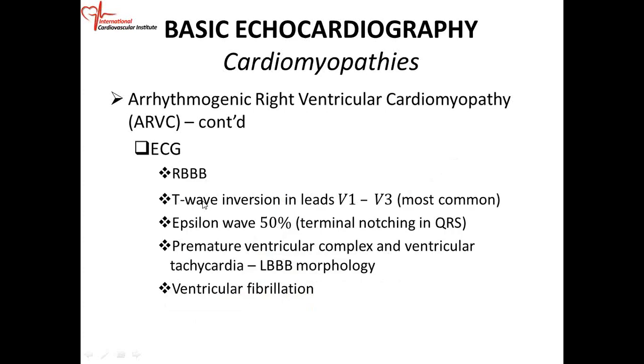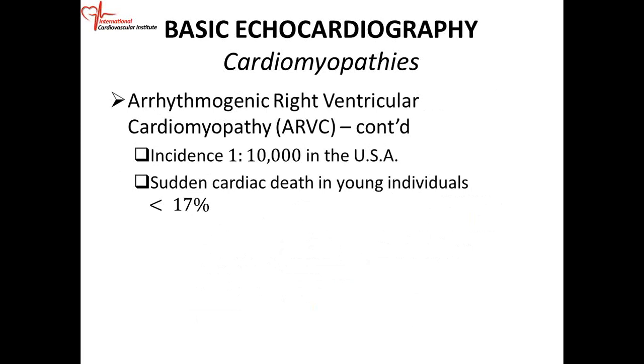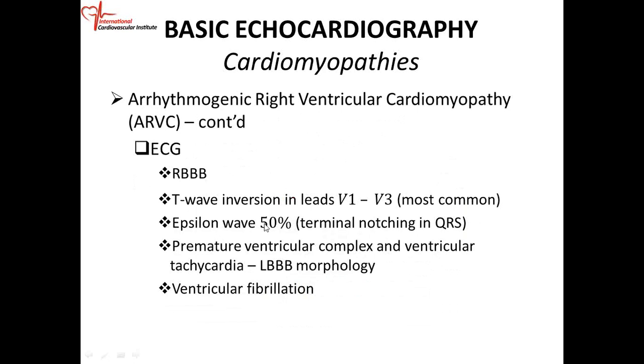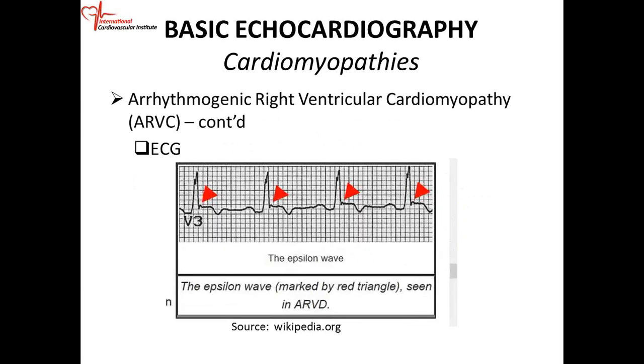But the constellation of findings: a right bundle branch block pattern, terminal T wave in V1 through V3, the epsilon wave, premature ventricular complex, ventricular tachycardia, ventricular fibrillation, okay? But the epsilon wave is one of the distinguishing features of arrhythmogenic right ventricular cardiomyopathy.